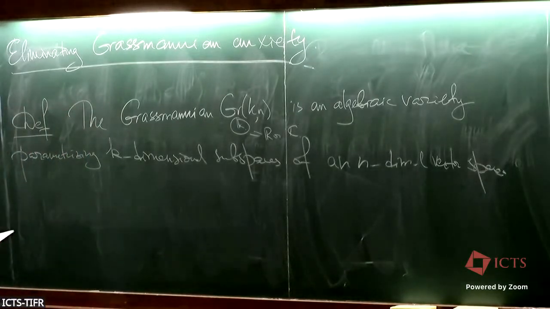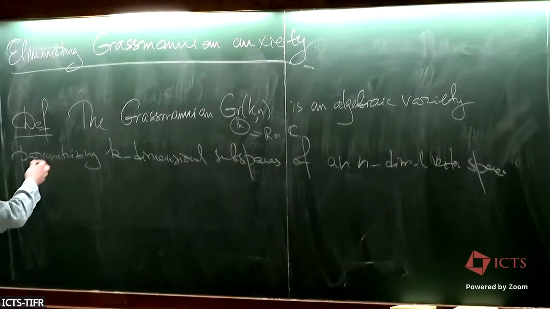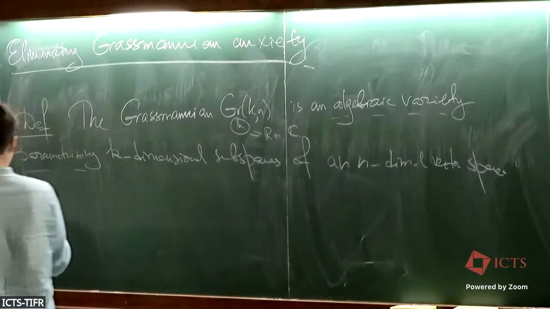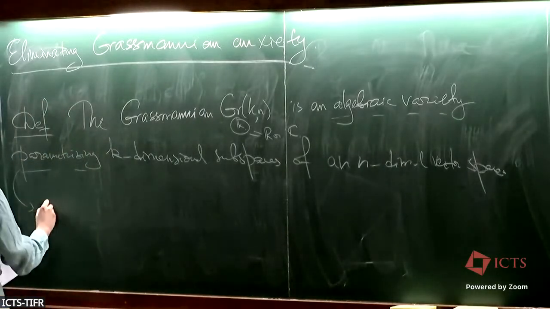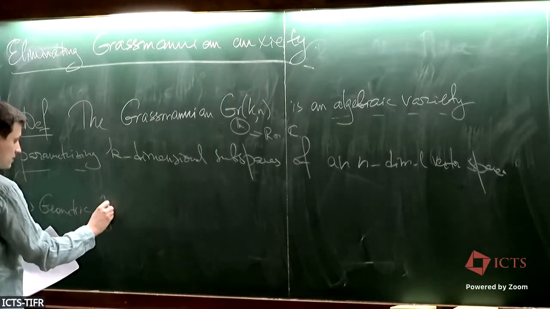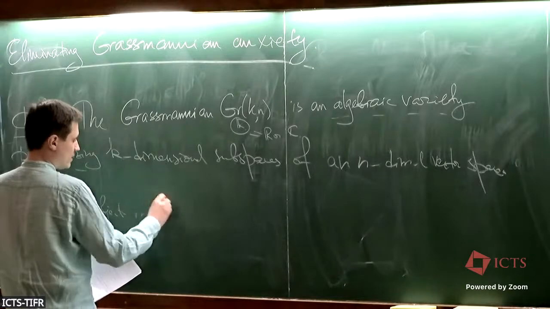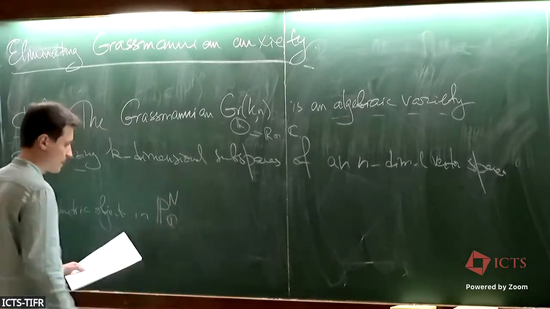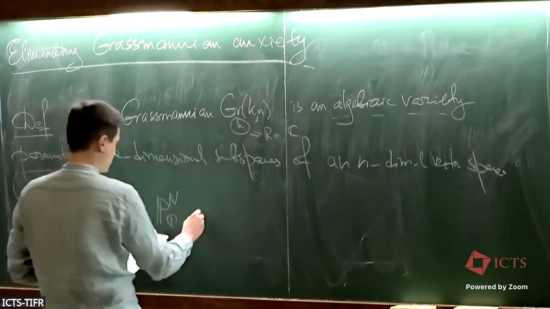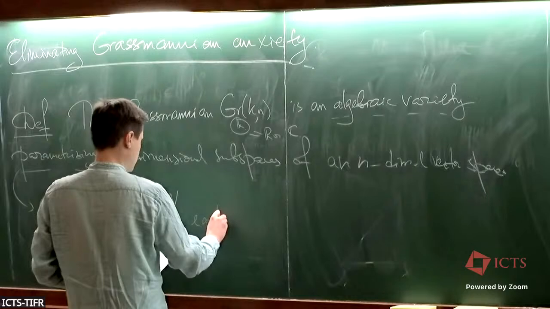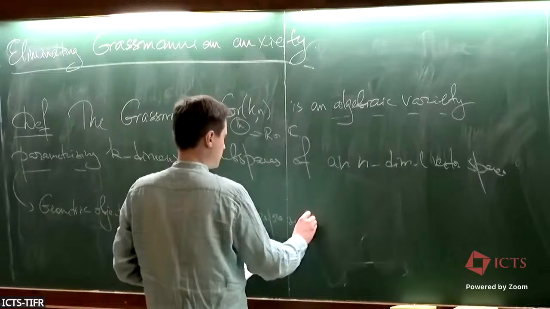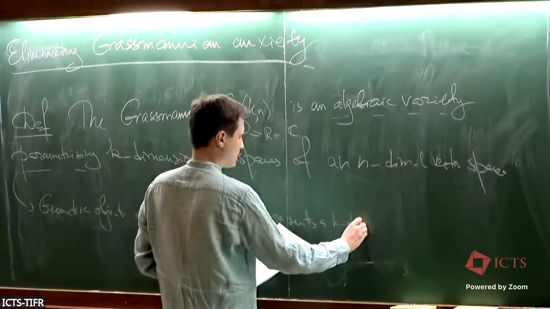Okay. So what do these words mean? Well, it's another example of a moduli space, right? This means that this is a geometric object consisting of points. It lives in some higher dimensional complex projective space. So capital N is not the small n, it's some big number. And each point represents a k-dimensional vector space.